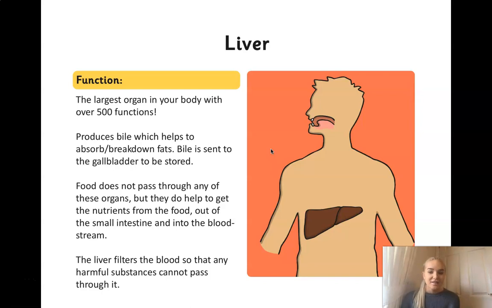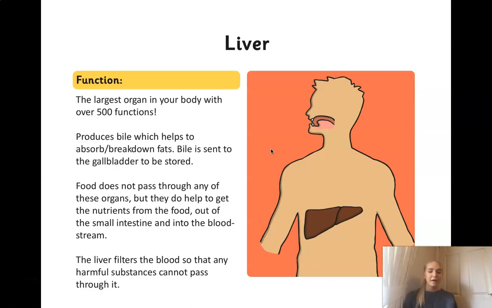The liver produces bile too, which helps to absorb and break down fats exactly like it does in the gallbladder. And the liver then sends this bile to the gallbladder, because then we know that the gallbladder uses the bile to break down fats. Well done. And then that bile is sent to the duodenum.